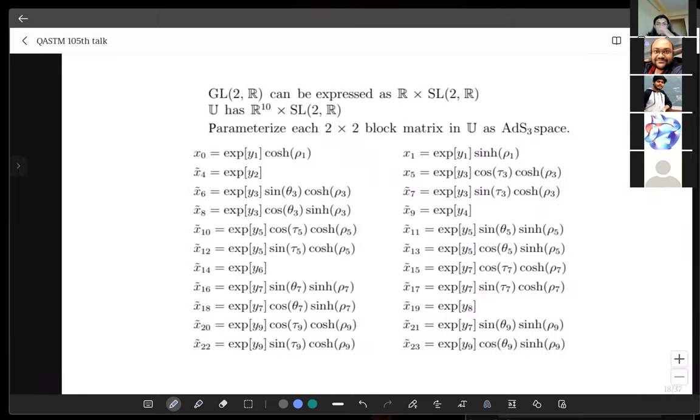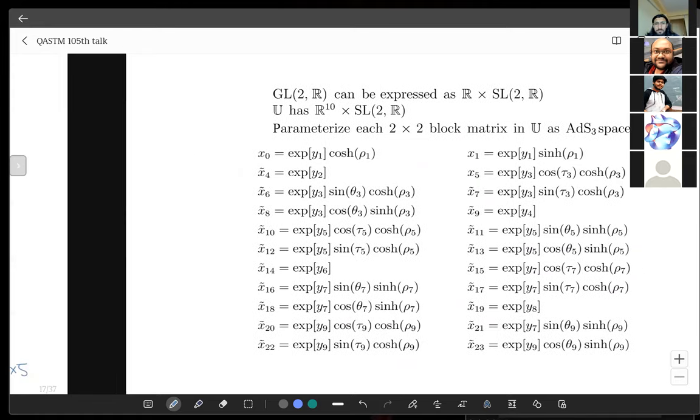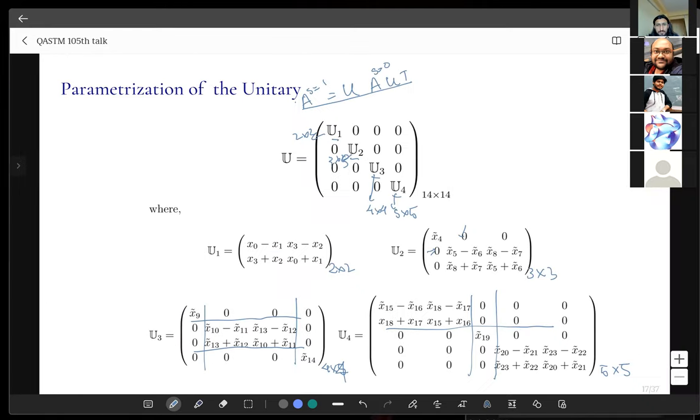Another point is, this is only valid for two oscillators. For n oscillators, this gets more complicated. Yes, yes. When I get to the end, let's discuss this there.